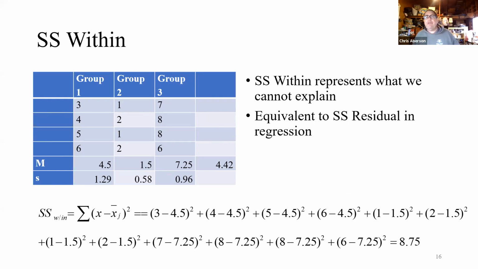Then finally, sums of square within. This represents what we cannot explain. And again, this would be equivalent to sums of square residual in regression. You can see here we take each individual score and subtract from it the mean for the group, and we do that for every single score. Why the mean for the group? Well, if you think about things in terms of regression analysis, the mean for the group would represent our predicted score. If you haven't taken regression, just think, if I didn't know anything about the people in the group, only their mean, what would be the best guess I could make of an individual score? Where would I be right most often? The answer there would be, if you guess the mean, that's the most accurate guess that you can get.